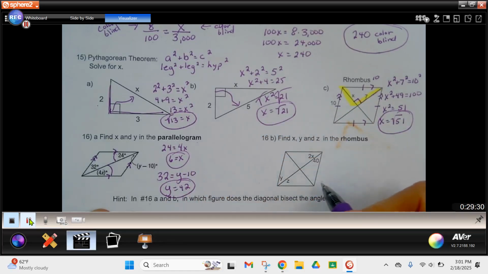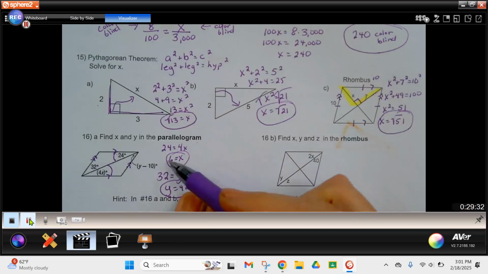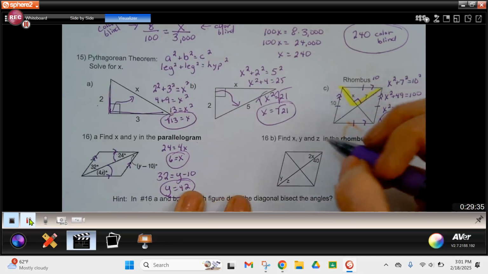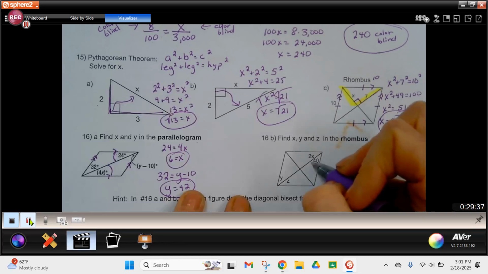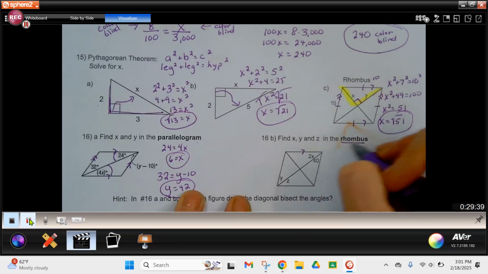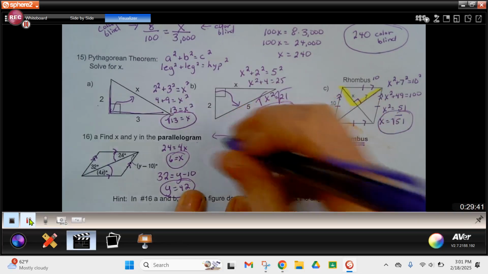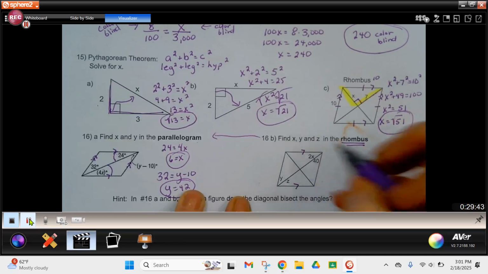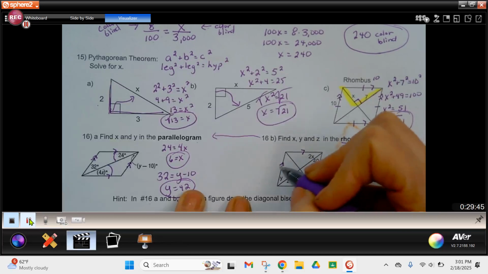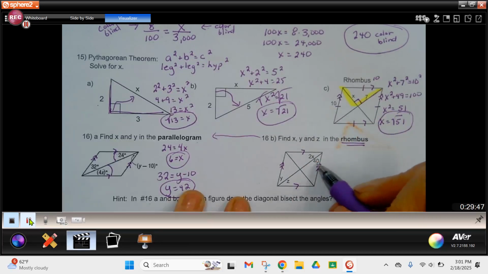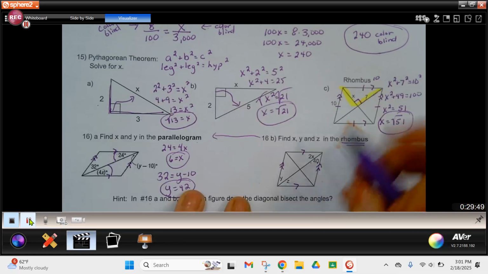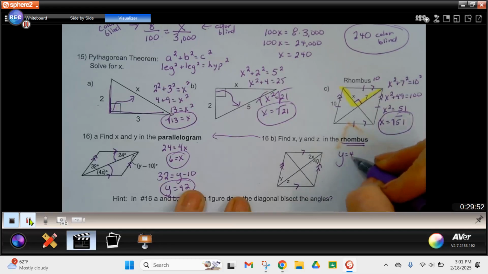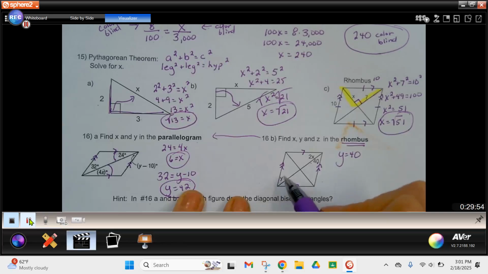Now this is a rhombus, so this is a little different, but we can use some of the same information. So I know that this is 40. So this is a rhombus, which is a parallelogram. Remember, it's a kind of a parallelogram. So that is parallel to that, and that side is parallel to that. So automatically, I can see that if this is 40, then y is 40. Right? They're alternate interior.